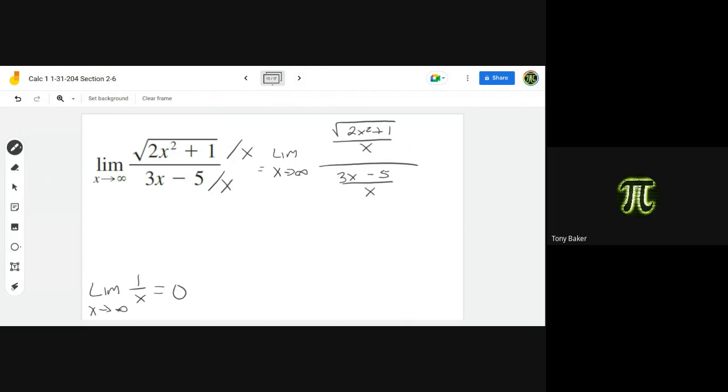Now what do we want to try? The bottom I can do something with, right? The bottom's going to become 3 minus 5 over x. That's good. How can I do the top, though? How can I get rid of the square root?